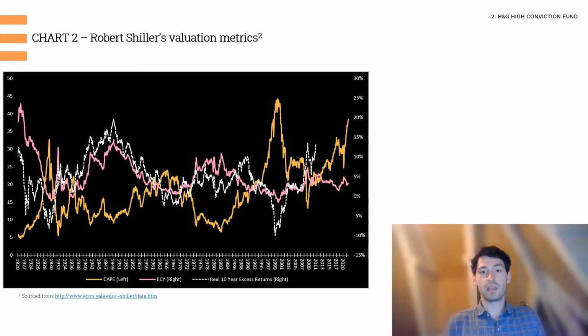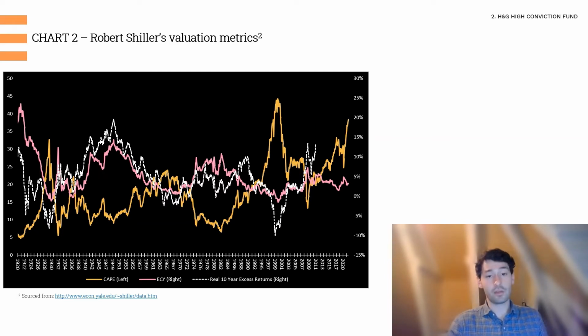And it's defined as the price of the market divided by the average of the previous 10 years of earnings, adjusted for inflation. As such, it is principally used to assess likely future returns from equities over timescales of 10 to 20 years, with higher than average CAPE values implying lower than average long-term average annual returns. The current CAPE, as you can see in the orange line here, is 38 compared to an all-time high of 43.5 just before the dot-com crash in 2000.